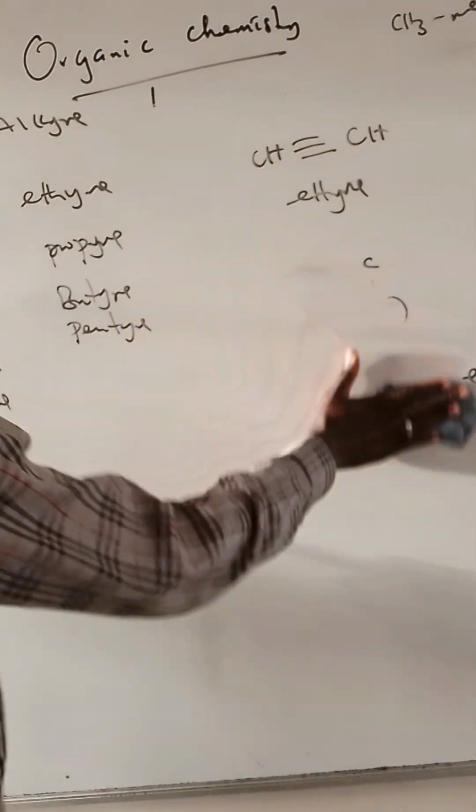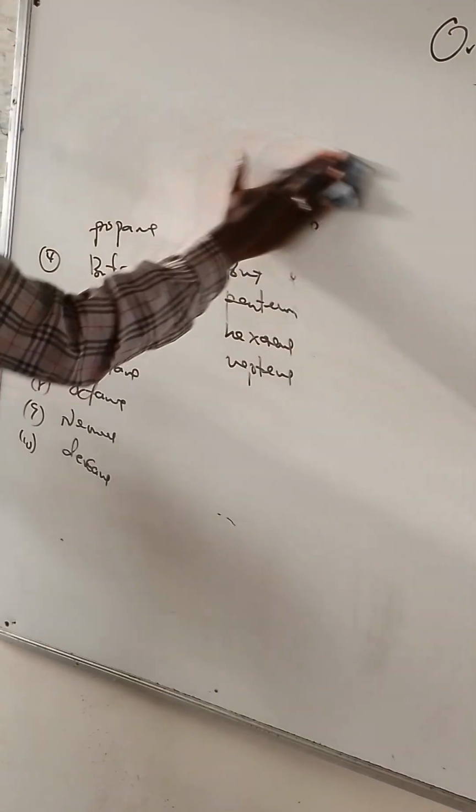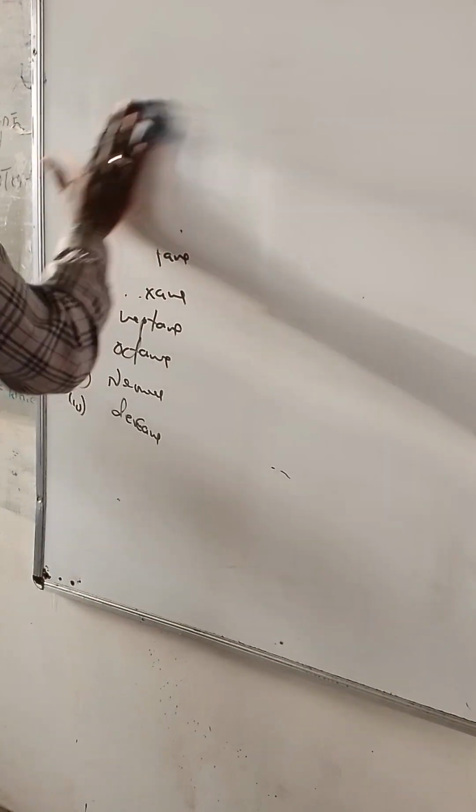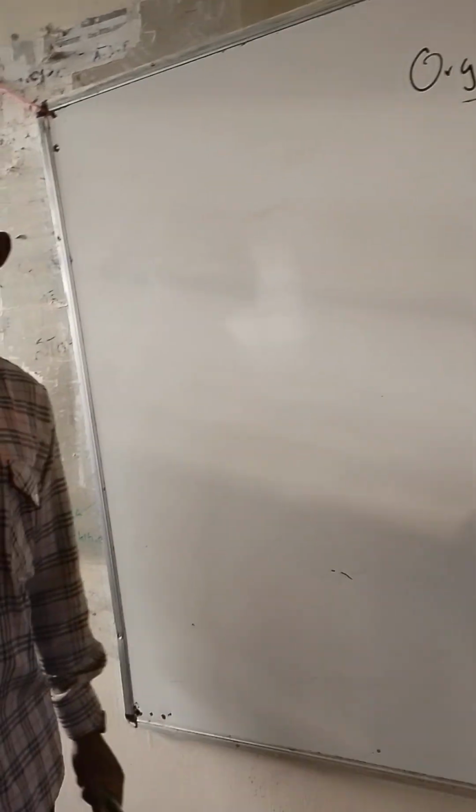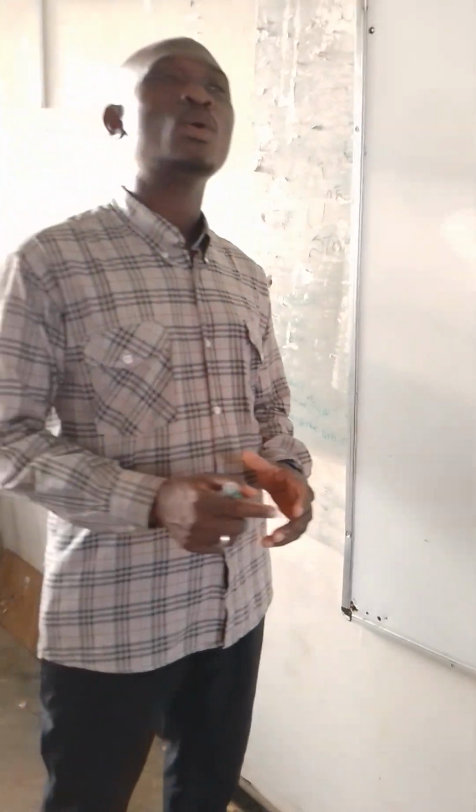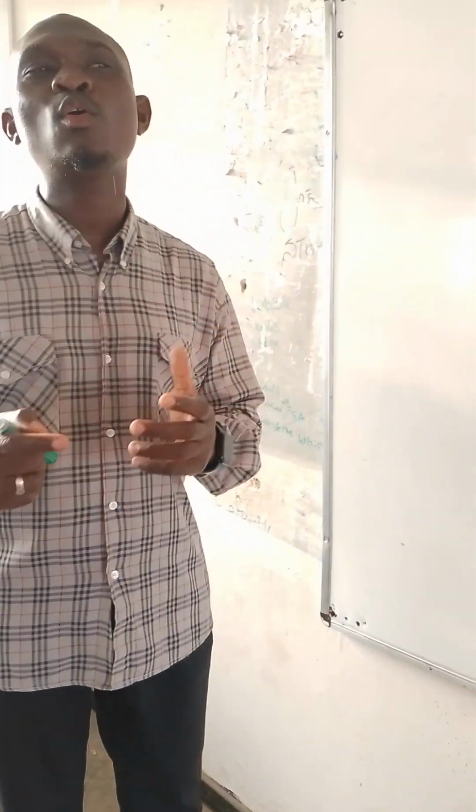I can digress to the alcohol. When we say alkanol, we're talking about a functional group that consists of what? OH. Based on this, we have the primary alcohol, secondary alcohol, and tertiary alcohol. What is primary alcohol? The primary alcohol is the type of alcohol that has one alkyl group attached to the carbon atom that is bearing the hydroxy group.